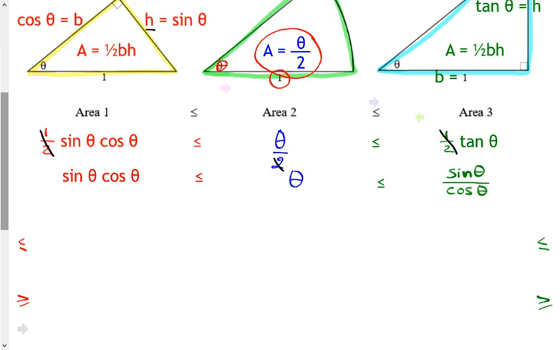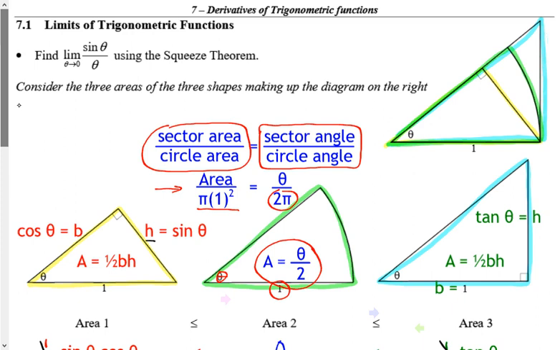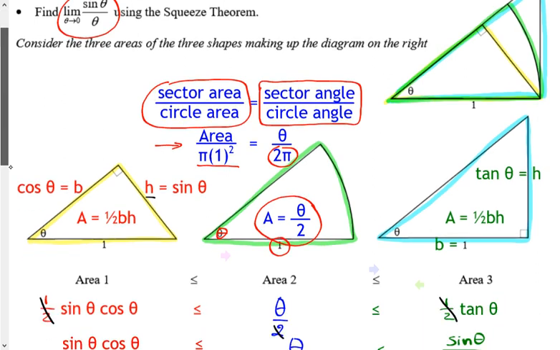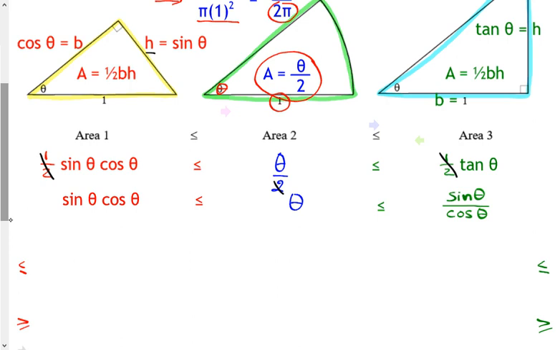So what's the point of all this? Well, remember way back at the top, we were asked to figure out what is the limit as theta approaches 0 of sine theta over theta. So that's where we're going. We want to somehow, in this middle blue section, get a sine theta over theta and take its limit and have that squeezed in between the green values and the red values.